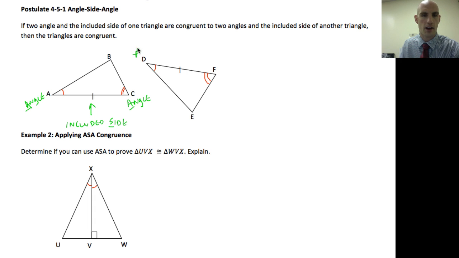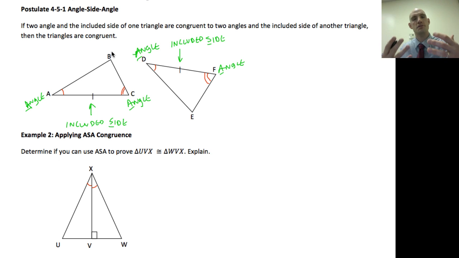So here's my angle, included side, and here's my other angle. Now notice, the important part is that they are congruent. So remember, these are congruence postulates. We're not trying to prove all 6 things, we want 3. In this case, it's angle, then side, then angle. In that order, they are congruent.